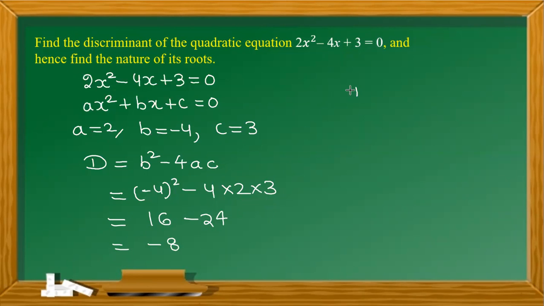So, what do you see? D is equal to −8. That means it is less than 0. And when D is negative, then roots are not real. So, we write here: roots do not exist.